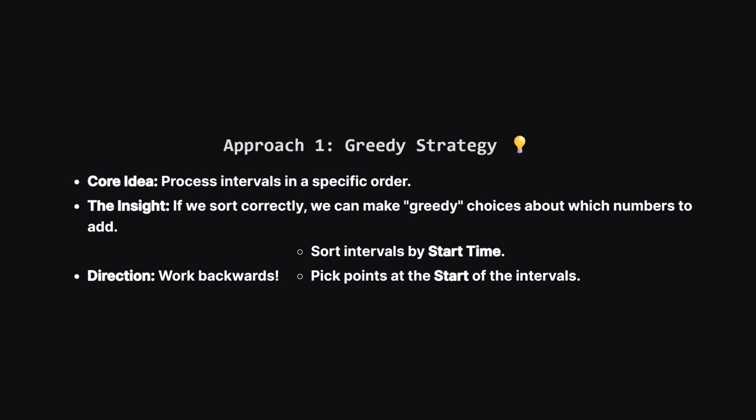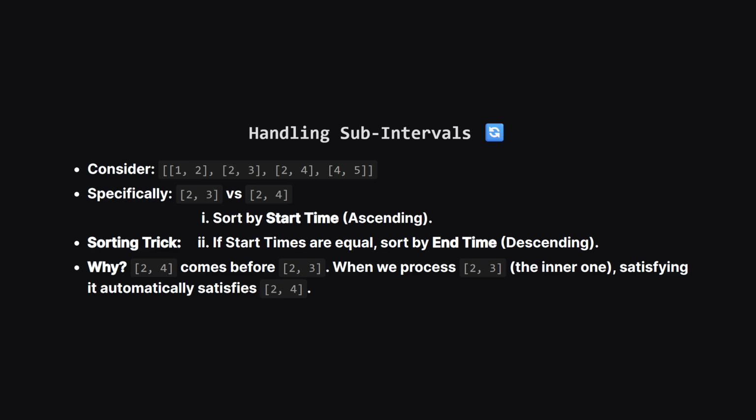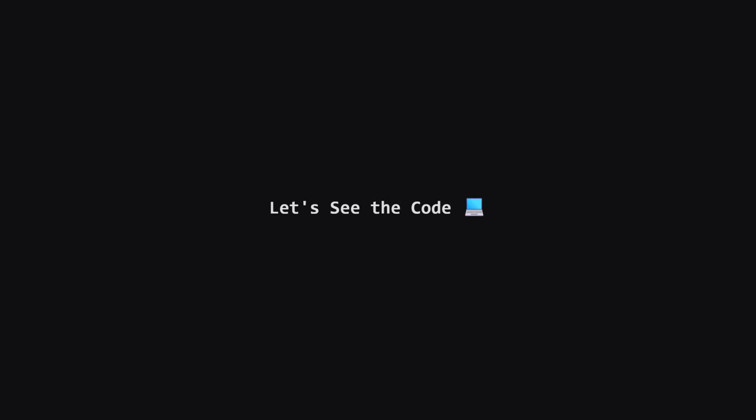previous intervals we satisfy. There's a very important edge case we need to handle, involving intervals inside other intervals. For example, imagine we have the interval 2 to 3 and 2 to 4. If we satisfy the smaller one, 2 to 3, we automatically satisfy the larger one, 2 to 4. But the reverse isn't true. To handle this succinctly, we sort our intervals primarily by their start time in ascending order. But if 2 intervals have the same start time, we sort them by their end time in descending order. This ensures that the larger interval comes first, and the smaller, more restrictive interval is processed later, or in our backwards approach, processed first.